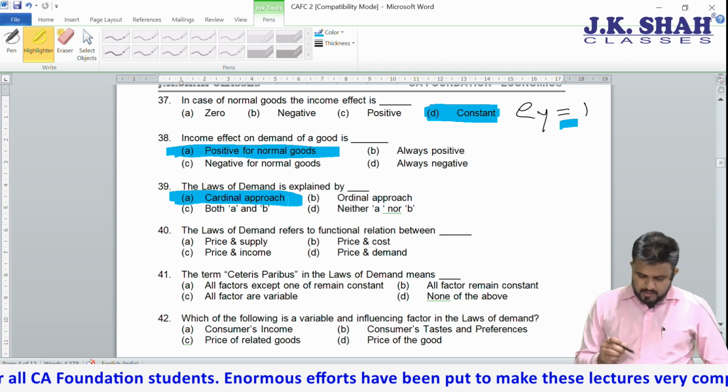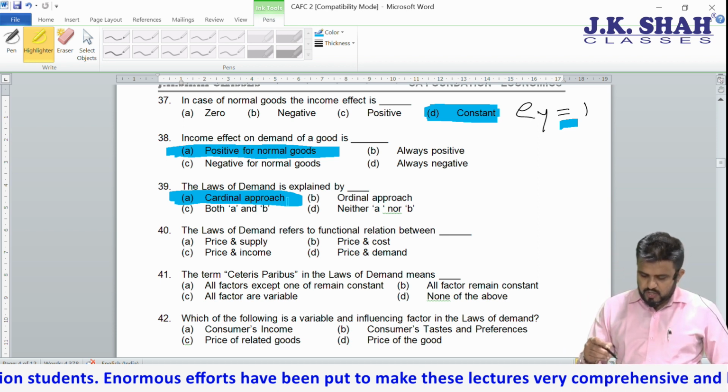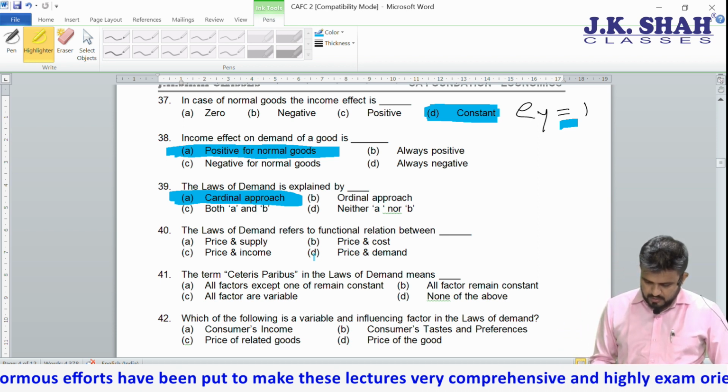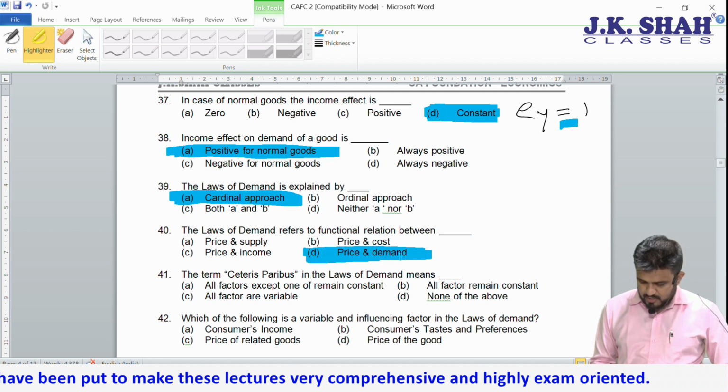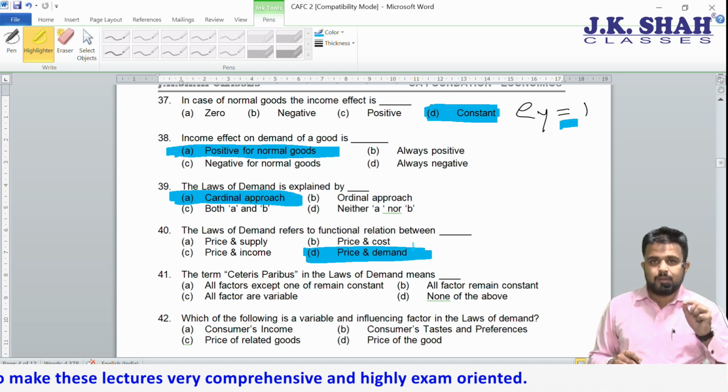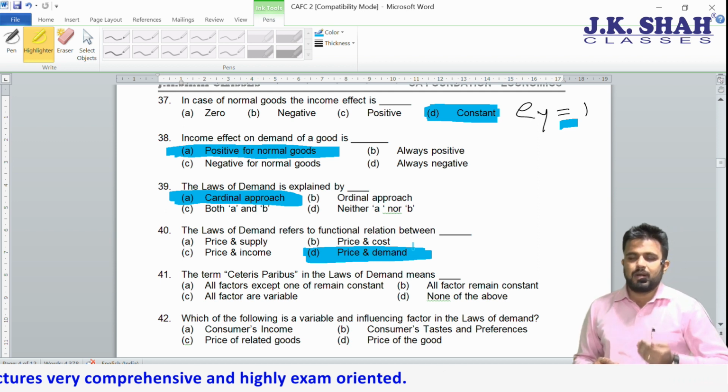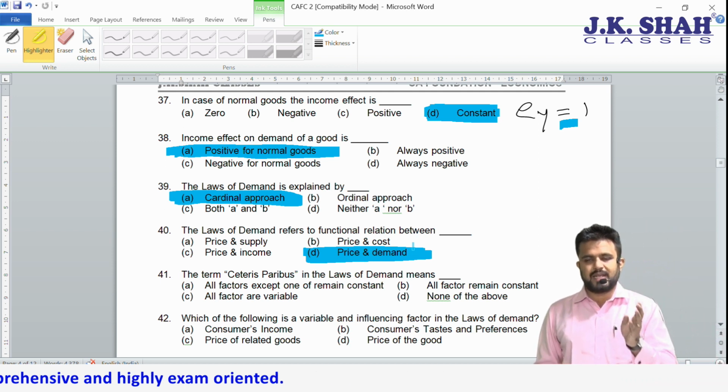40. The law of demand refers to functional relationship between. It is always price and demand. So when price increases, quantity demanded decreases. So first it should be price, then it is demand.